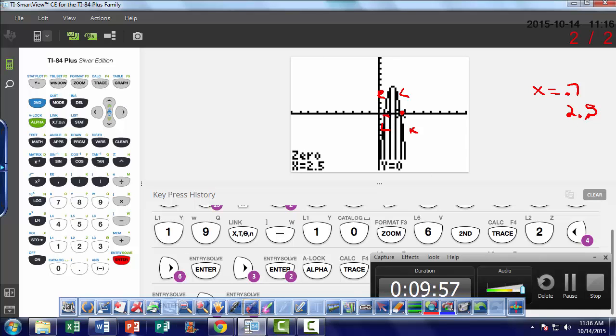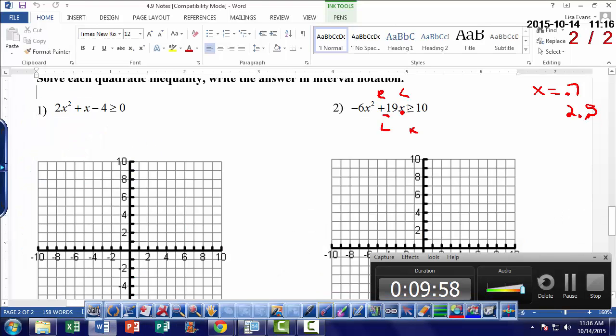The shading is in between, so let's go back to our notes. Okay, it isn't equal to again. The shading was in between. So this time our x values can only be from here to here. Nothing is on the outside. So this is an and. So we put the smaller number first. It can equal it because there's an equal to, 0.7 to 2.5. This is my answer. Okay?